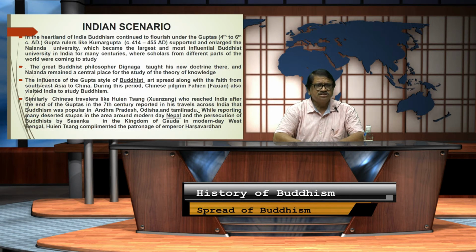The great Buddhist philosopher Dignaga taught his new doctrine in Nalanda, and Nalanda remained a central place for the study of the theory of knowledge. The influence of the Gupta style of Buddhist art spread along with the faith from Southeast Asia to China.